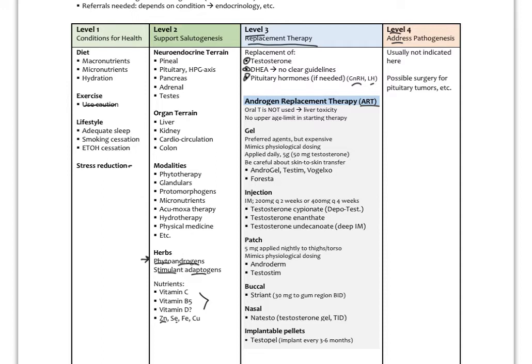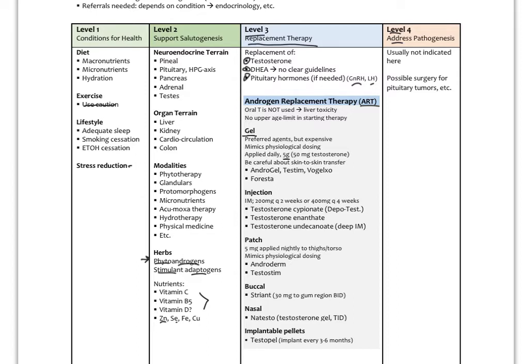There's no upper age limit in starting therapy, but I'll talk about on the next slide some of the things you need to look out for, and some of the exams you need to have completed before a patient starts on testosterone replacement therapy. But the main forms we have are gel. This is a preferred agent. It's more expensive, although the price is coming down. This more closely mimics physiologic dosing because you can put on the gel in the morning. It's absorbed at higher levels in the morning, and then the levels drop off during the day, which is how testosterone is normally secreted. Generally, we use 5 grams, which equates to 50 milligrams of testosterone per day.